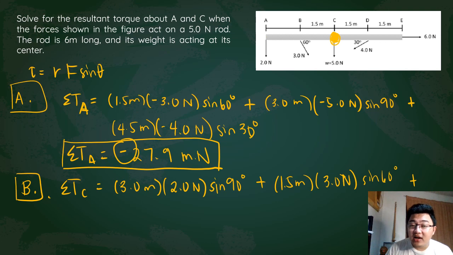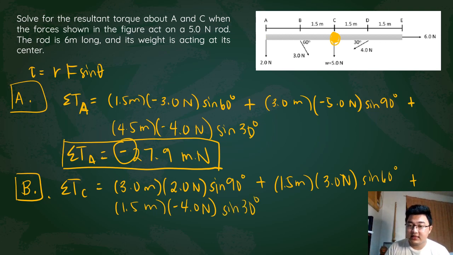And how far is point D from the axis of rotation? It's still 1.5 meters. However, the force here now will cause the rod to move in a clockwise direction. Therefore, our value will be negative, or our force here will be negative. So that's negative 4 newtons sine 30 degrees.